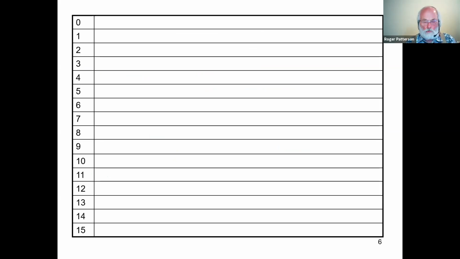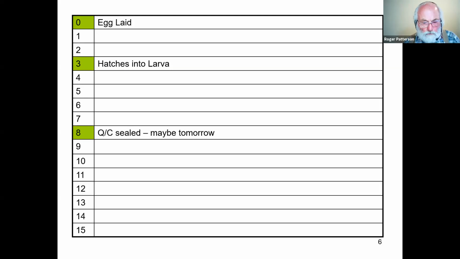Here's the chart, and I thought you'd all love charts. But I'll make it really simple so I can understand it. The queen egg is laid today, so day zero. After 3 days, it hatches into a larva. After around 8 days, possibly 9, some books will tell you, but I think it's probably wise to go on the cautious side, certainly with queen cells, because it can have quite serious consequences if you get caught out. And after 15 days, the queen emerges. Maybe 16 if you read some books, but work on 15.